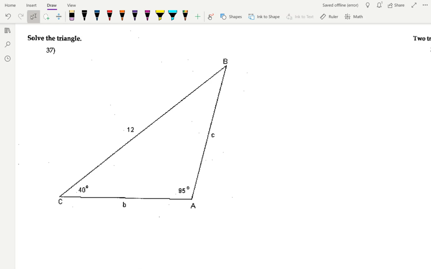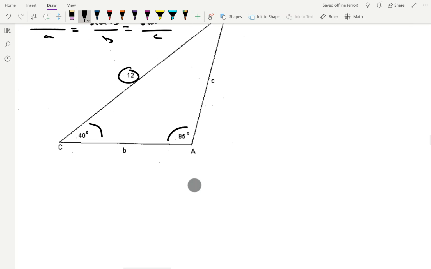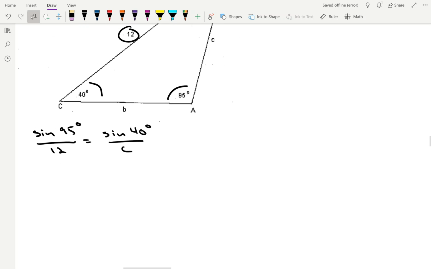Anyway, here's number 37. Let's talk about solving this triangle. So they gave you two angles and a side. That's screaming what? Law of sines. So sine of big A over little a is equal to sine of big B over little b is equal to sine of big C over little c. So they gave me A and C, so let's go ahead and use those. So that would be sine of 95 degrees, be careful with that, over 12 is equal to sine of 40 degrees over c. Cross products, here we go.